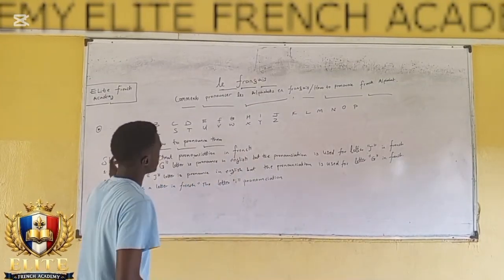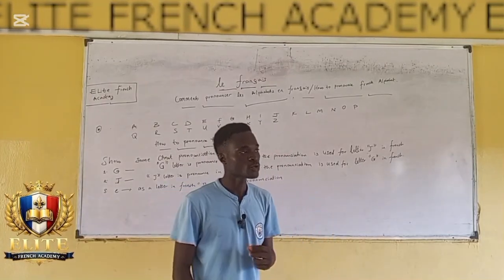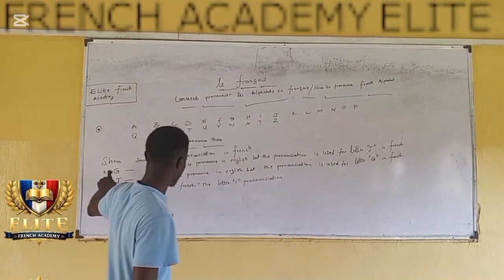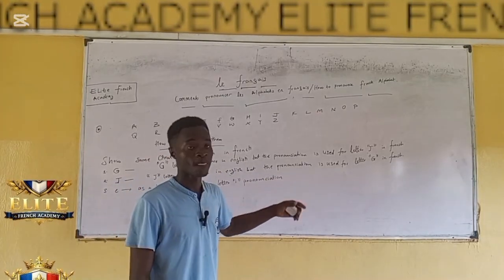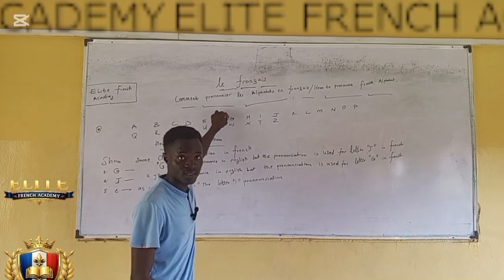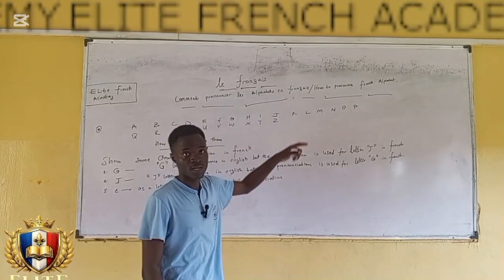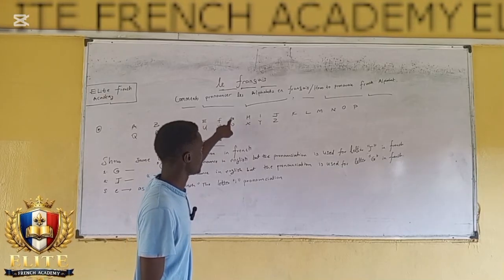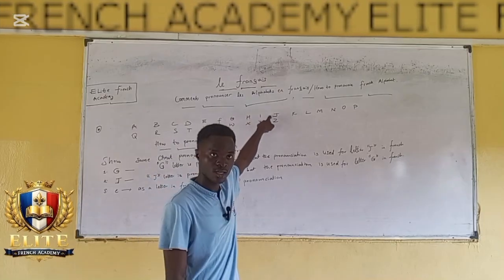Now, in the pronunciation of French, there are some cheat codes. There are some letters that most people who want to learn French have difficulty pronouncing, and these are the G and the J. Why am I saying it? Because the way the letter G is pronounced in English is how the J is pronounced in French.